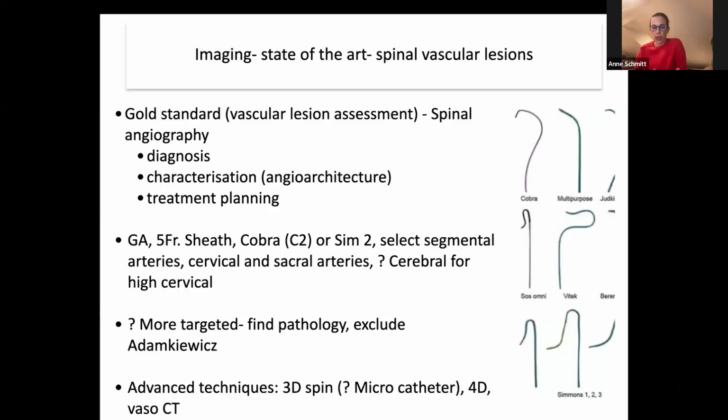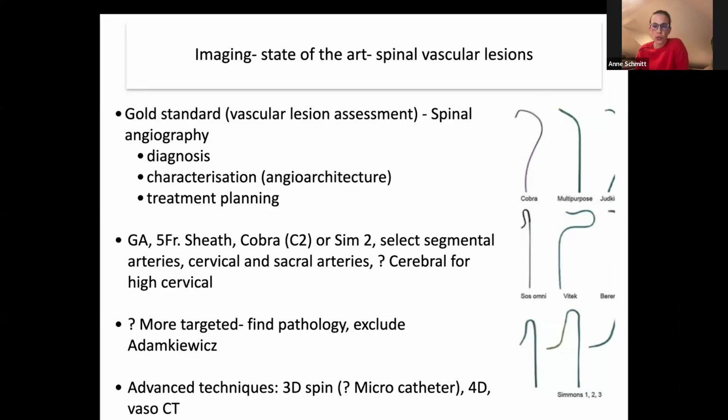So now we know that the patient most likely has some sort of vascular pathology in the spine, and we got all the information that is possible from MRI and dynamic sequences. So then the gold standard to assess the vascular lesion is still a spinal angiogram.